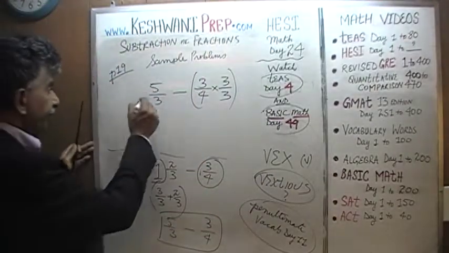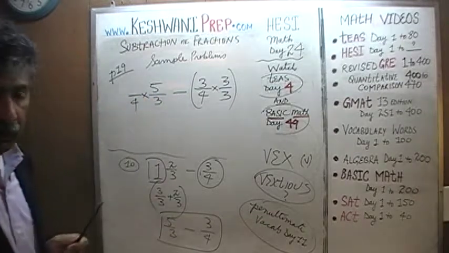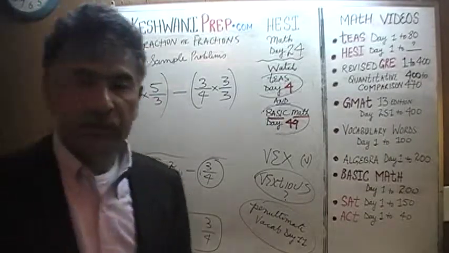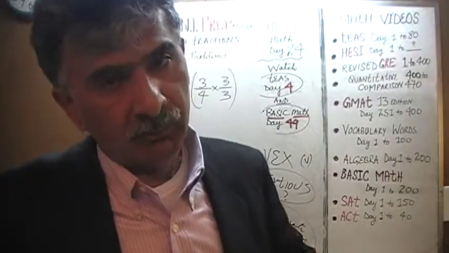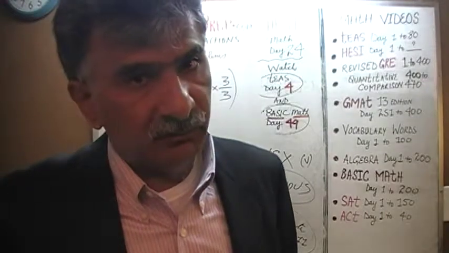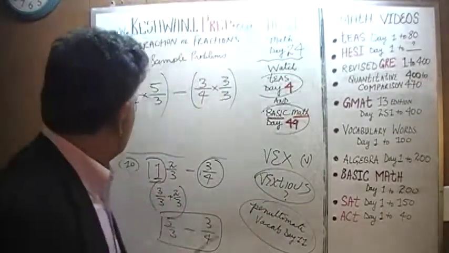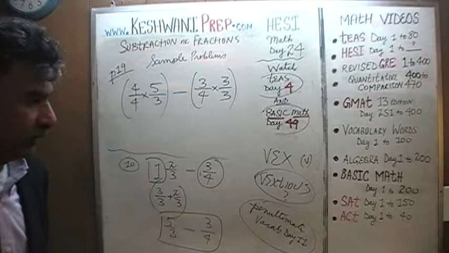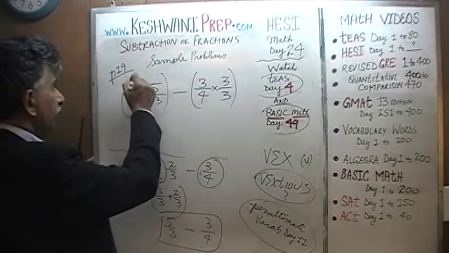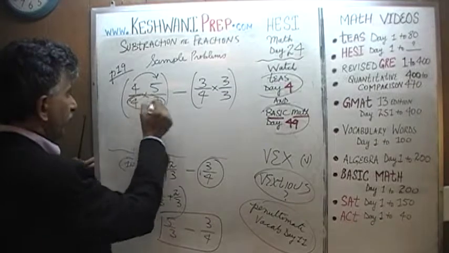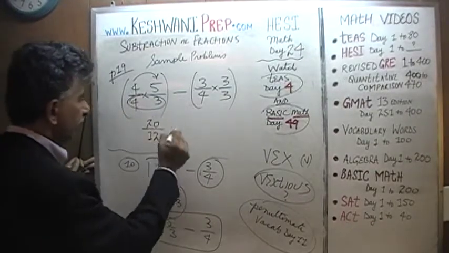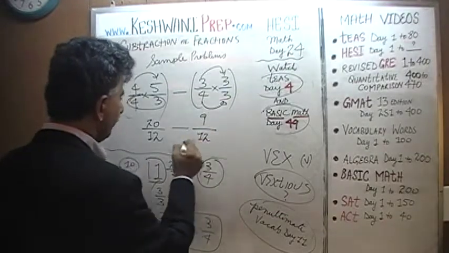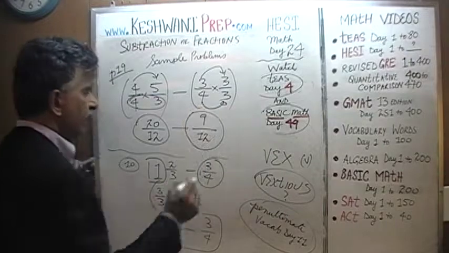Let's introduce 4 here. If you're going to multiply the bottom by 4, we must multiply the top by 4, because 4 over 4 is 1. Essentially we are multiplying 5/3 by 1, so we're not changing its value. 5/3 still remains 5/3. Here we have 4 times 3, here we have 4 times 3. We have the same denominator in both fractions, so we can take care of the numerator now. 4 times 5 is 20 over 12, minus 3 times 3 is 9 over 4 times 3, which is 12. So we have 20/12 minus 9/12.